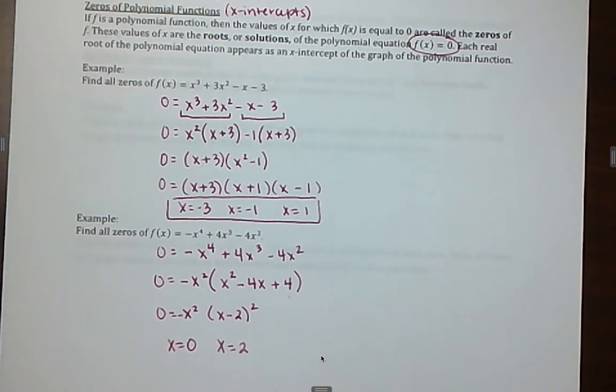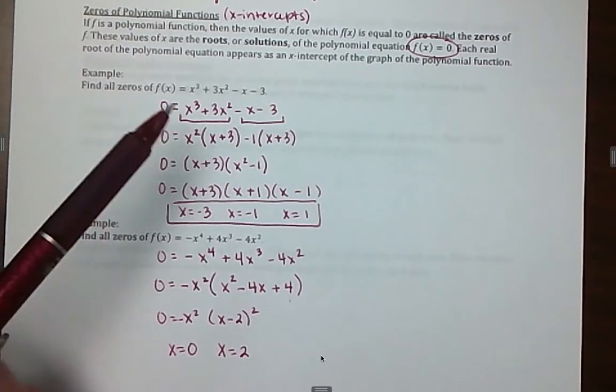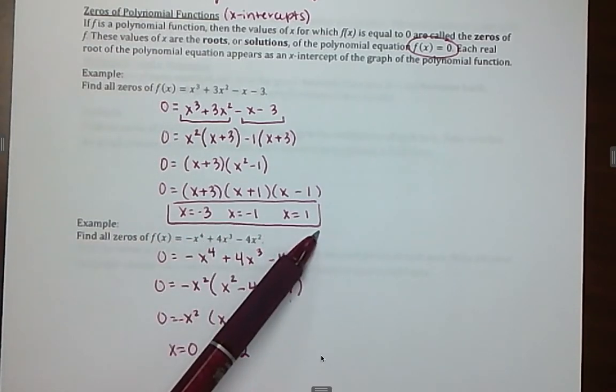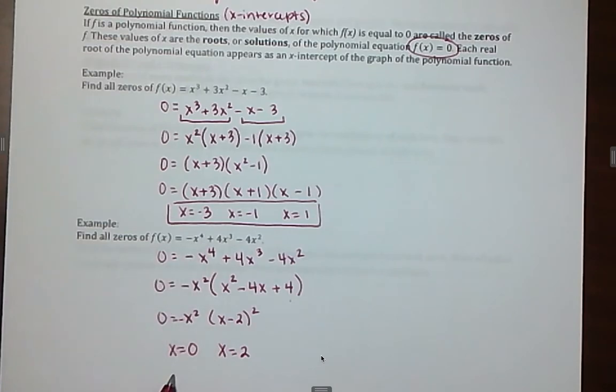Okay. Here's the thing about polynomial functions. You should have the same number of zeros, or x-intercepts, as you do as the highest order. So if we look at this top one, our highest degree was what? And how many x-intercepts did we have? 3. Here, what's our highest order? But how many x-intercepts did we have? 2. But this was squared, right?